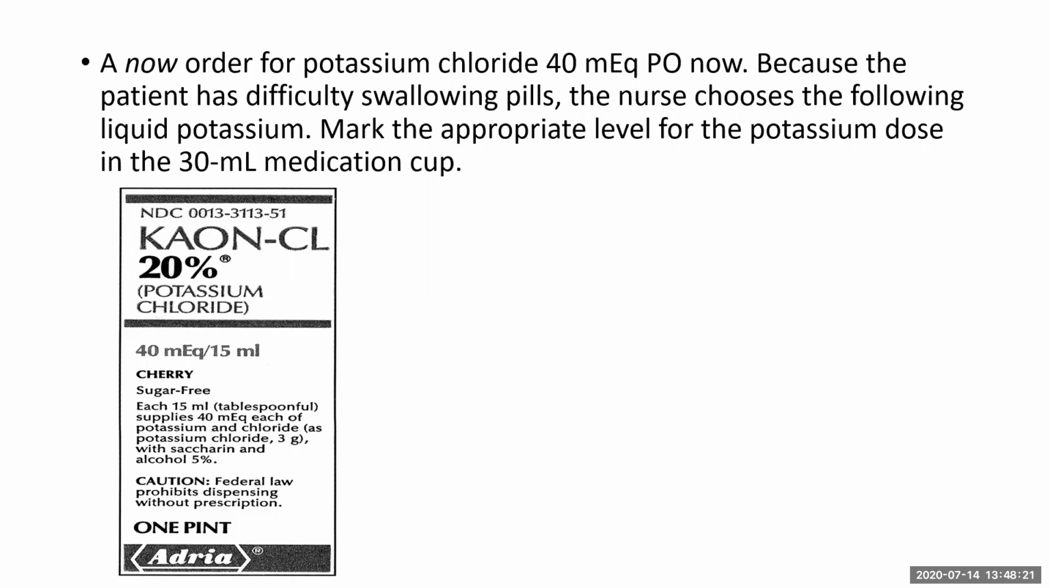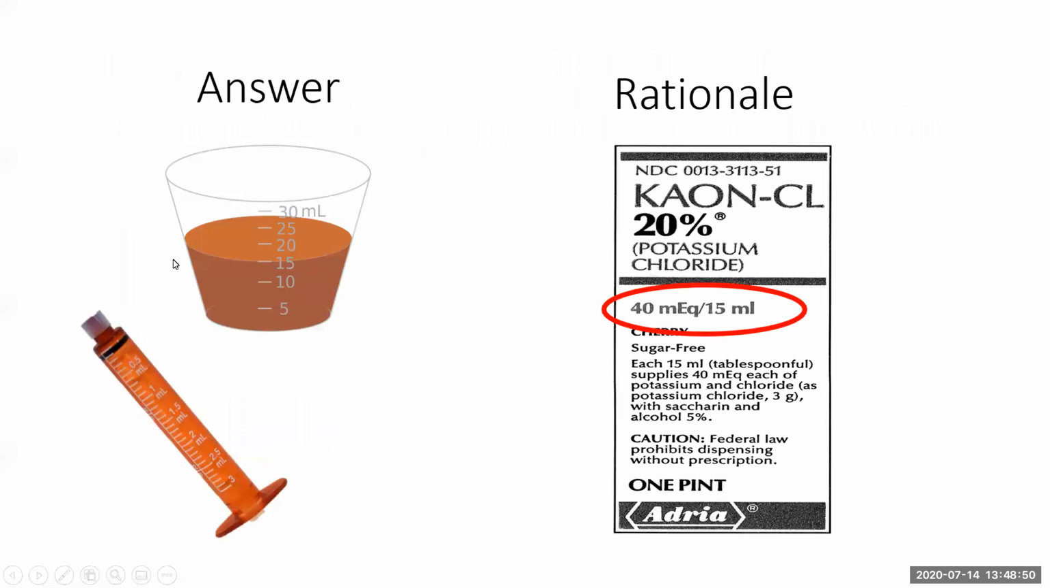So now, on a medication cup with 30 mLs, you need to mark the appropriate level. I failed to give you a cup here to mark, but on the next page we are going to look at where that mark would be. So let's look at this label. This is your potassium chloride, and he is to get 40 milliequivalents. That means you want to give 15 mLs. So let's take a look. Here's your cup, and there's your 15 mLs. And the rationale again is the order is for 40 milliequivalents, which is equal to 15 mLs.